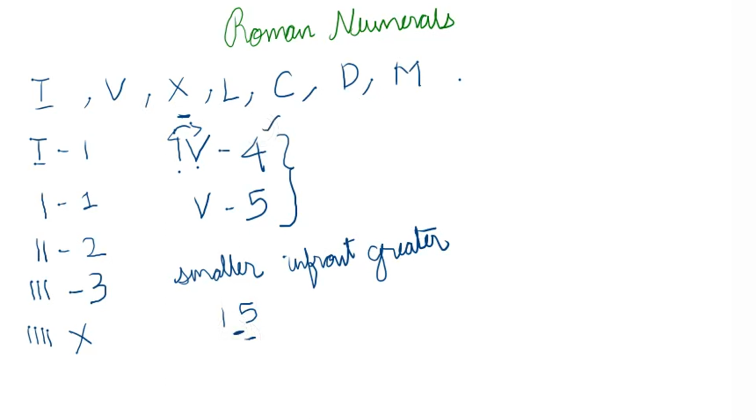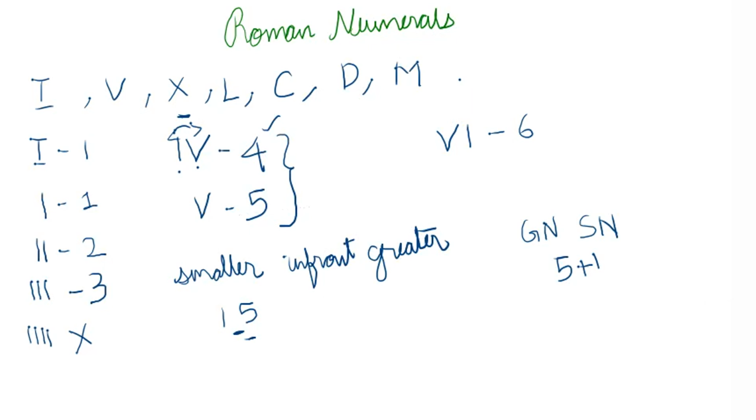Now the next number has another rule. See, 6. For 6, how do we write? VI, right? Here we have the greater number first, followed by the smaller number. So when you have a greater number followed by a smaller number, what have we done here? 5 and 1 we are adding. So when you have a smaller number in front of a greater number, you will have to subtract, and when you have a greater number followed by a smaller number, then you will have to add. These two are important rules of Roman numerals which you will have to remember.